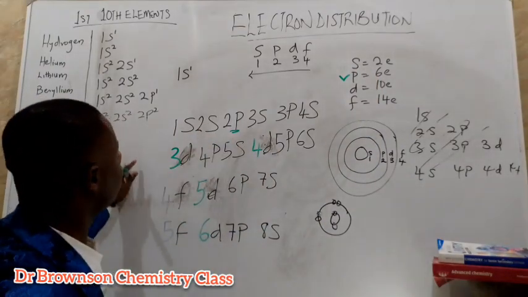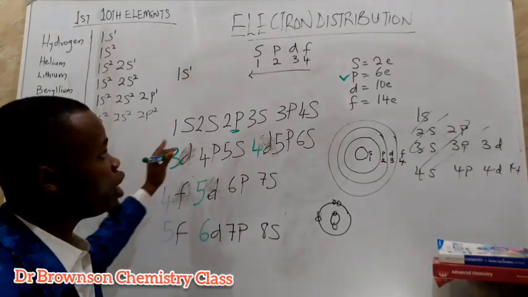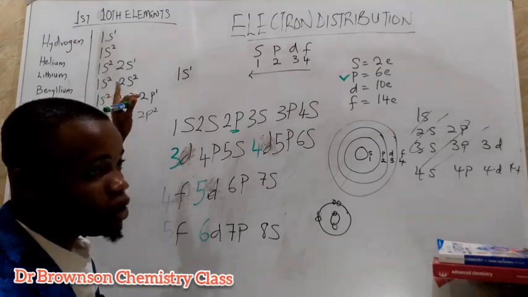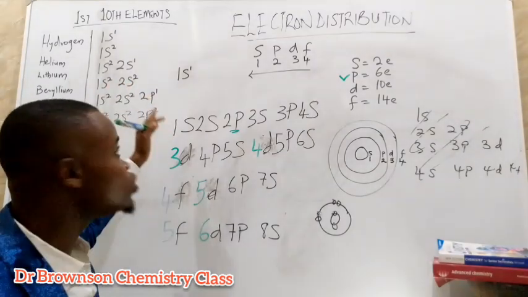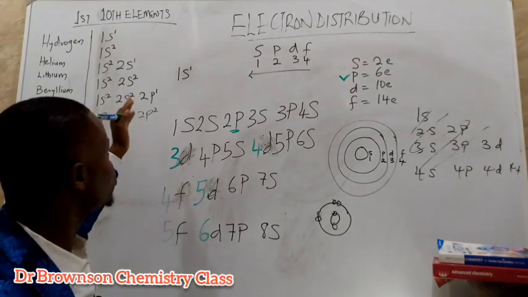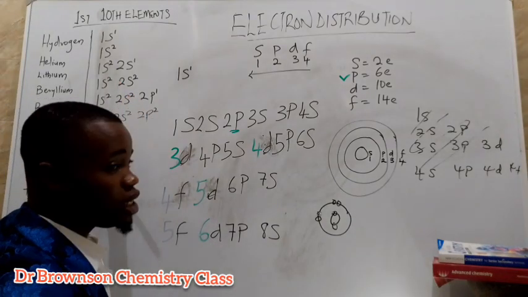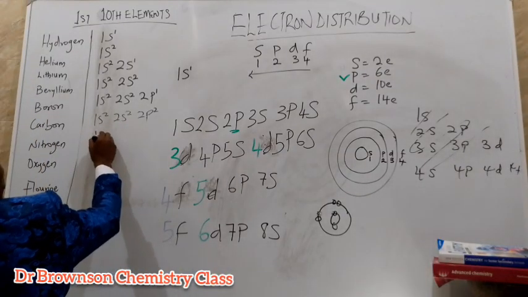Now this is for the 10th element. In my next video, I'll be doing for the 11th to 20th element. So the next one is nitrogen. So nitrogen, we have it to be what?